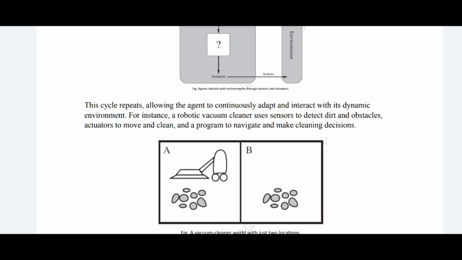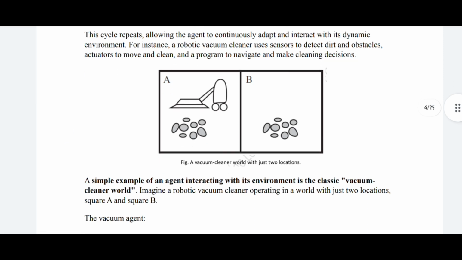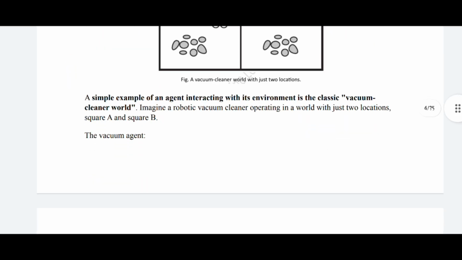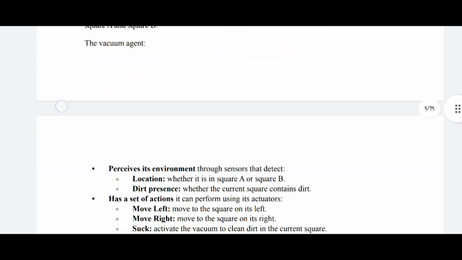For instance, a robotic vacuum cleaner uses sensors to detect the dirt and obstacles, actuators to move and clean, and a program to navigate and make cleaning decisions. So we can give examples like a vacuum cleaner. It is very important. A vacuum cleaner cleans, just like two locations, or wherever we put the vacuum cleaner, it can clean everything. That's a simple example of an agent interacting with the environment: the classic vacuum cleaner.